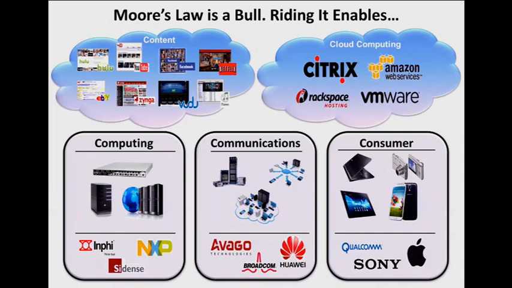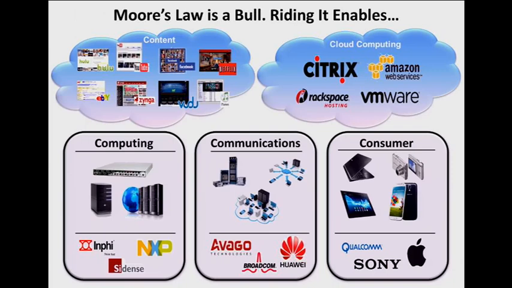Moore's law is very much a powerful phenomenon. It's really a bull, and as hinted by the silicon touching everything, riding this bull is what has enabled all these other advances. So starting at the bottom, we have these companies like Inphi, NXP, Cadence, and what they do is they build chips that go inside servers and racks of computers in general, and then that computing helps to drive the cloud. And inside the cloud, you have content from the likes of YouTube and Hulu and Netflix and all these things, and cloud computing, which helps to enable that.